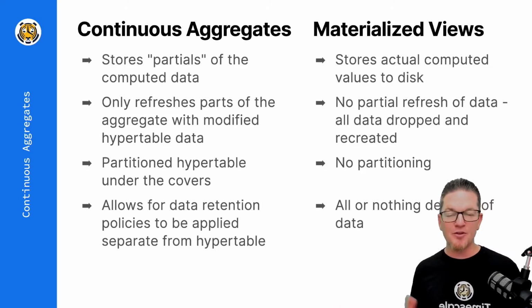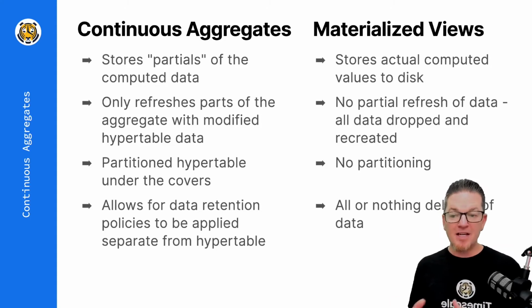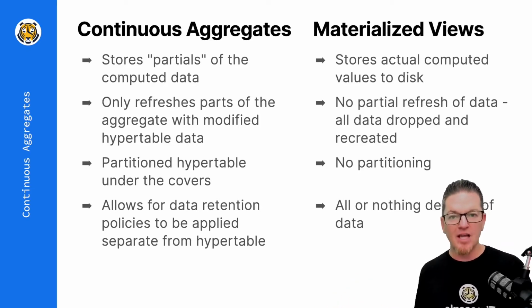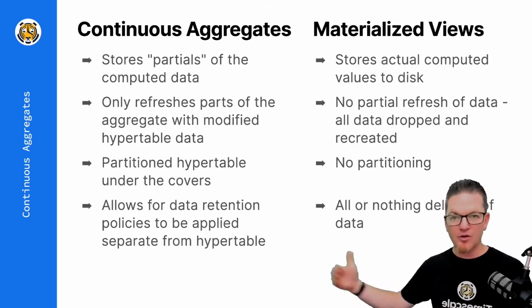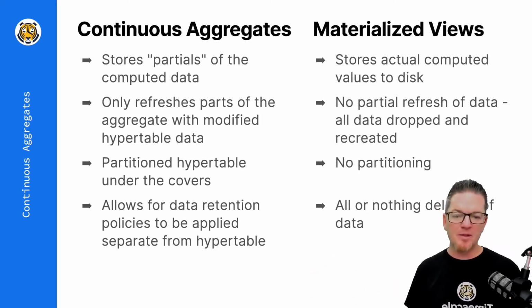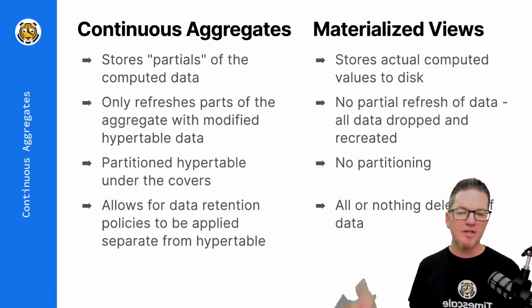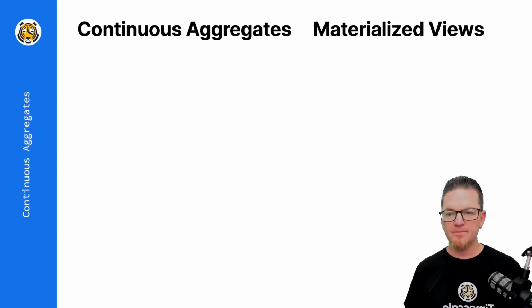one of the other things is we allow you to do data retention. So I mentioned that earlier. Because we can refresh individual portions of that data, and because it's now hypertable-like in the partitioning, we can actually drop portions of the continuous aggregate while keeping newer portions of it so that you have a longer range history of time. Again, with materialized views, there is no way to retain history.